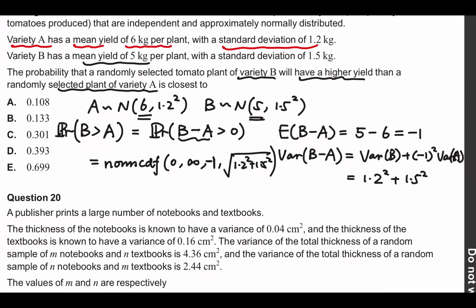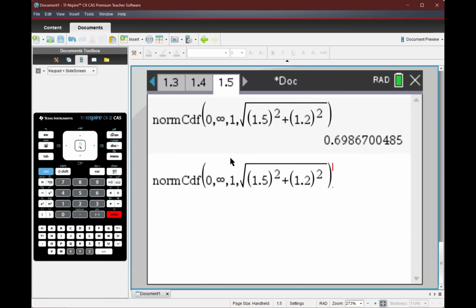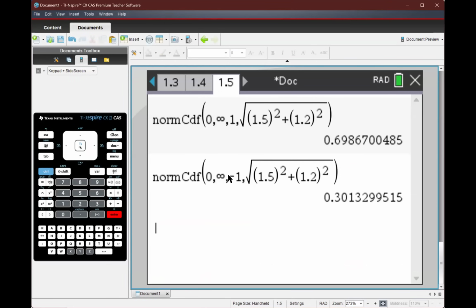And if I get back to my CAS calculator, redo the calculation, it's actually 0.301 something. Option C is the correct answer. You can see option E was designed there to trap the student. If you made a similar mistake like I did, you get the other way around, the opposite. Okay, let's have a look at the question 20, the last multi-choice question.